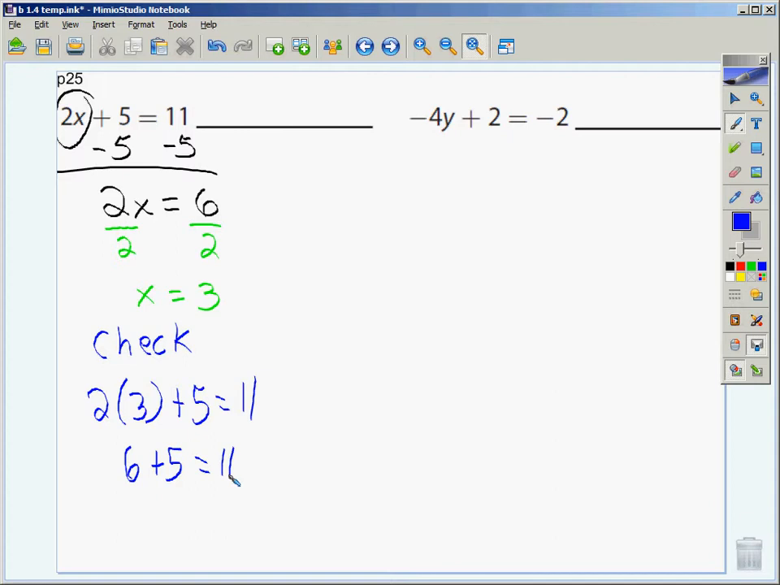Everybody good with the first example? Okay. A lot different than Friday? Not really. Just an extra step. I picked number 4 for a very specific reason.